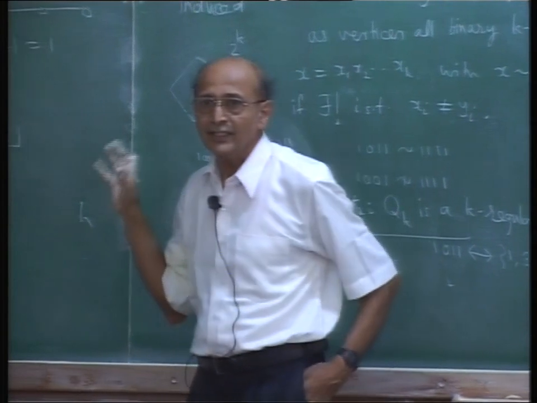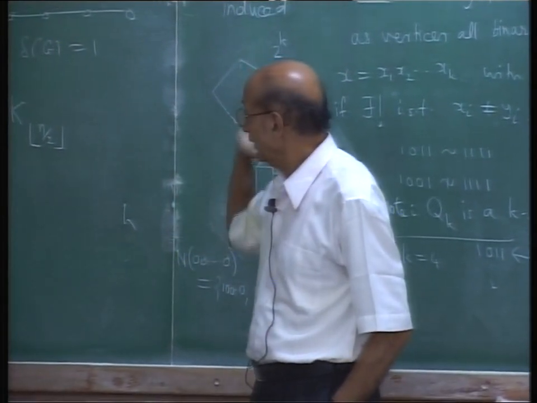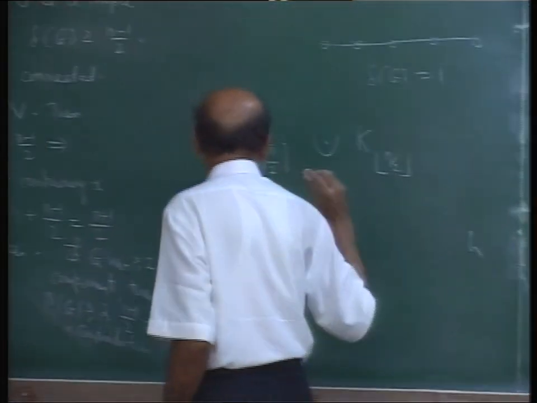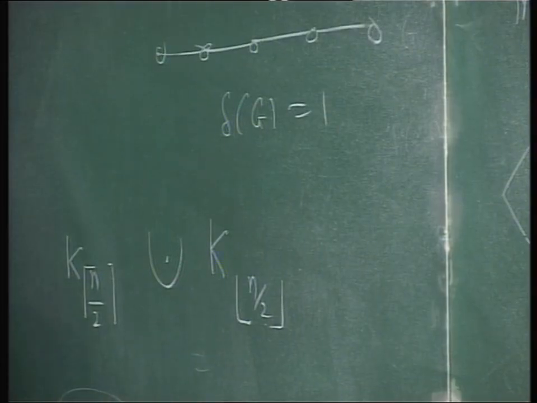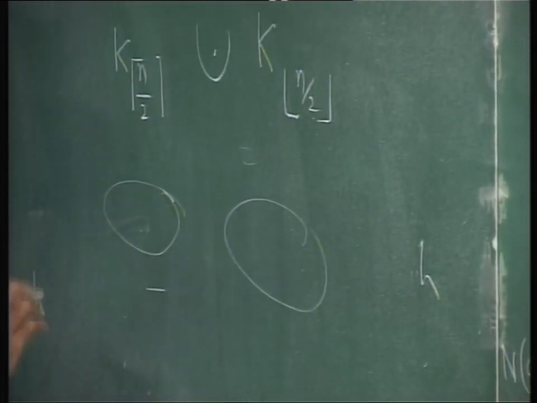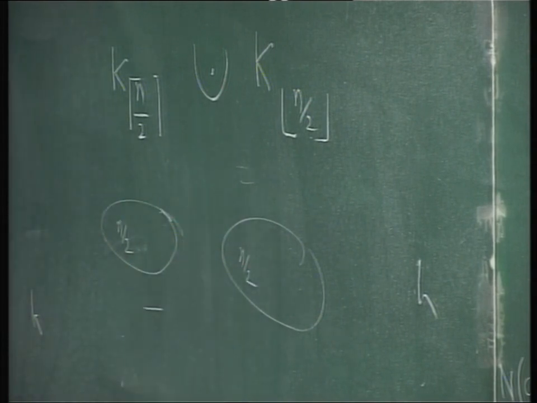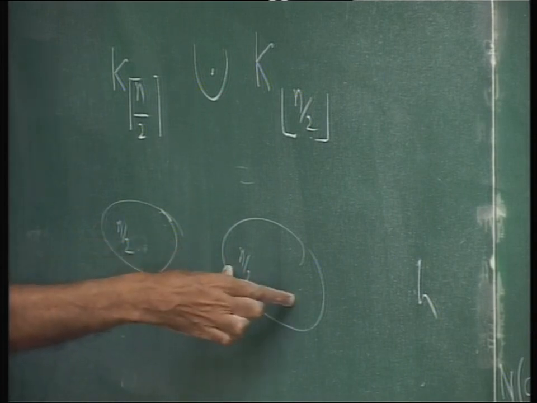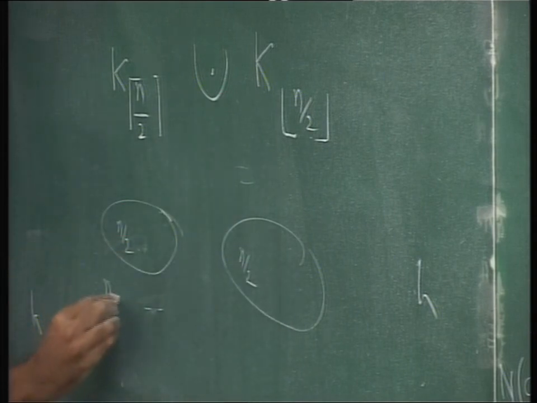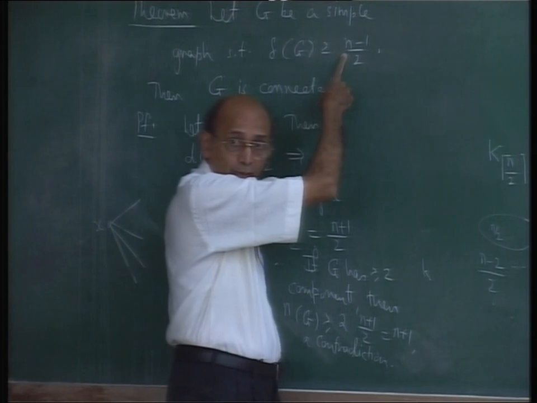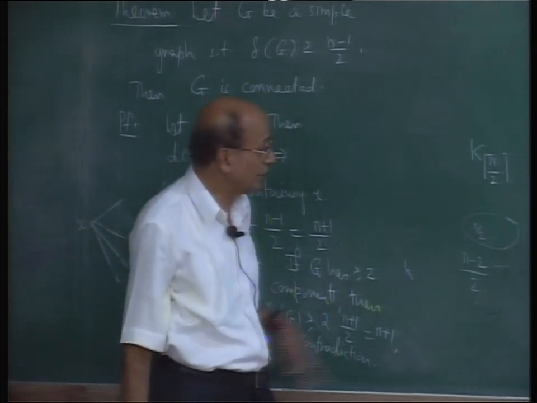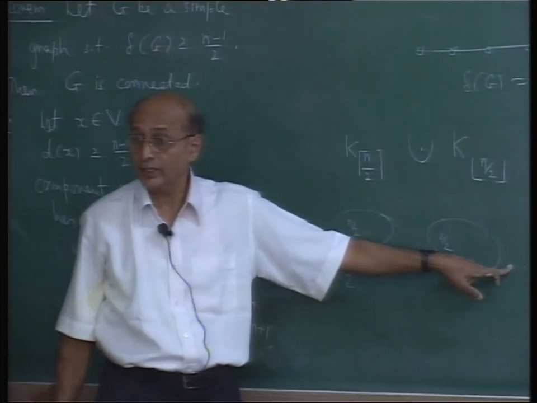What is this saying? Suppose you have a graph. Suppose n is even. Then make two parts in which each has n upon 2 vertices. Take a complete graph on this and a complete graph on this. What would be the degree? The degree would be n minus 2 upon 2, which is less than this number. And it is not connected. This graph is not connected, though it has quite a high degree.